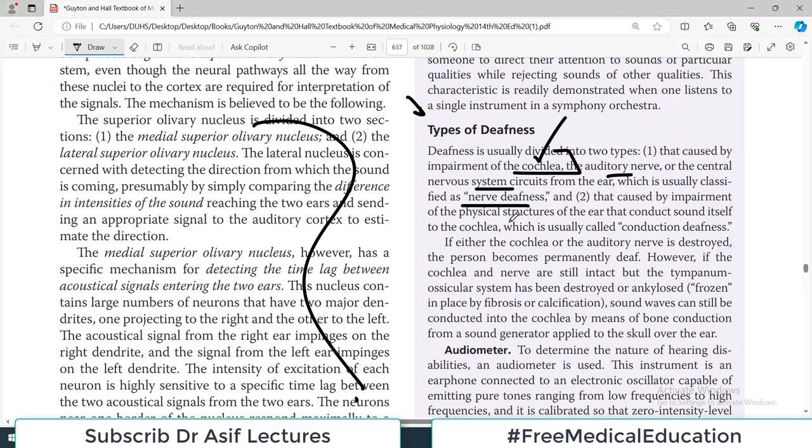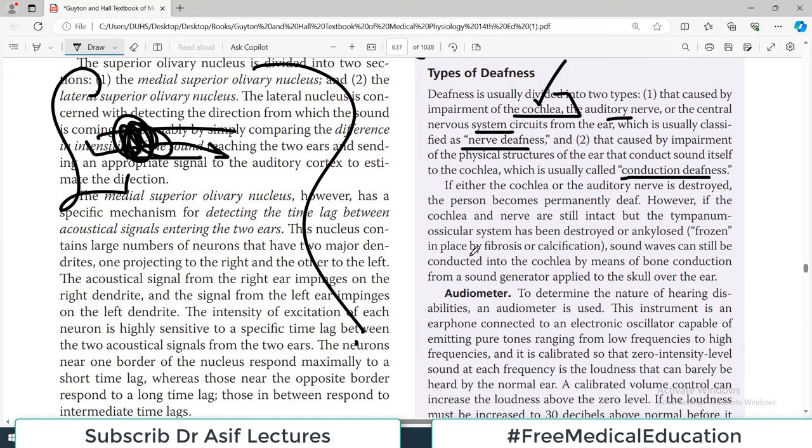That caused by the impairment of the physical structure of the ear that conducts the sound is known as the conduction deafness. So, for example, if this is external ear and there is a tumor or something which is impeding, you know, the transfer of sound to the nervous component, this is what is known as conduction problem, okay?